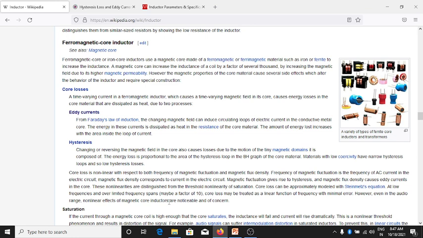Next is hysteresis. Changing or reversing the magnetic field in the core also causes loss due to the motion of the tiny magnetic domains. The energy loss is proportional to the area of the hysteresis loop in the BH graph of the core material. Materials with low coercivity have a narrow hysteresis loop and so low hysteresis losses.